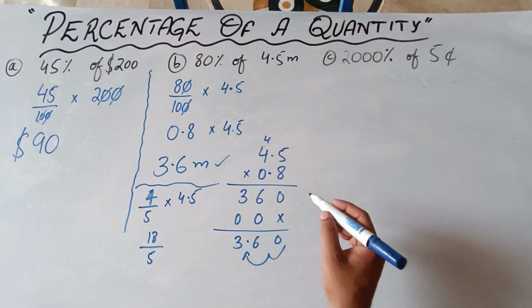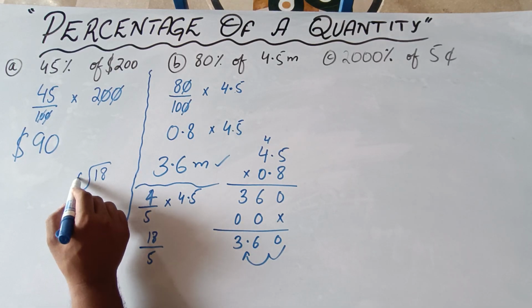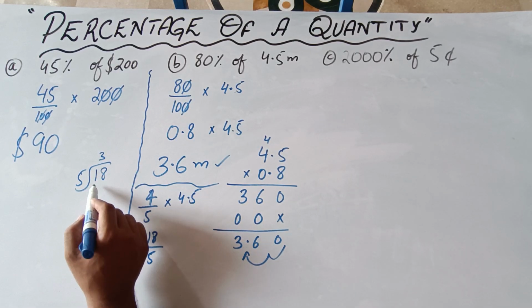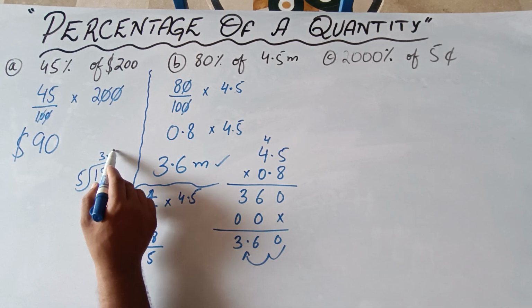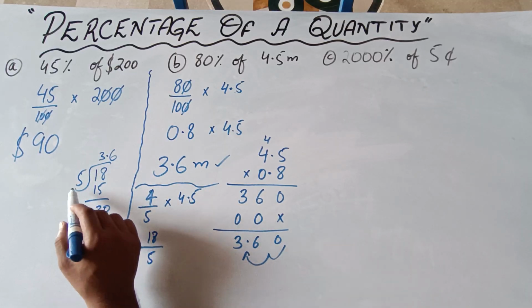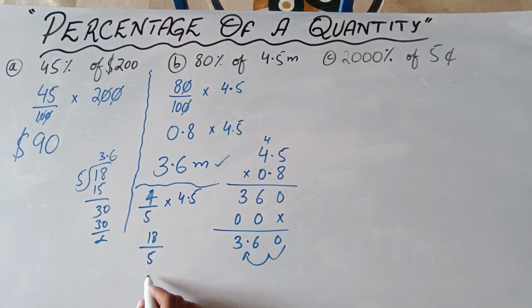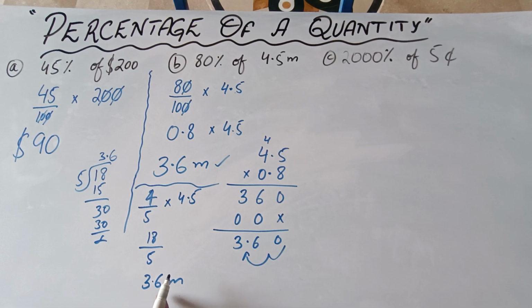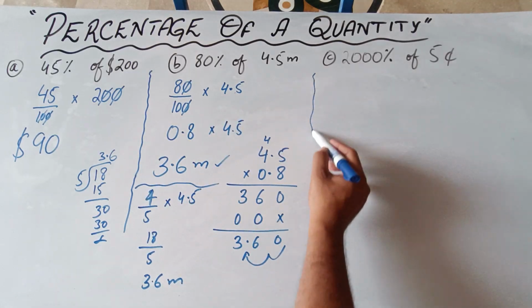Now if you divide 18 by 5, 5 times 3 is 15. What will be left over? 3. Put a decimal. 5 times 6 is 30, with the decimal we put 0. So now you can see the answer is again the same, 3.6 meters. I hope you have understood how we are getting the answer. This is the second method, and this is the first method.